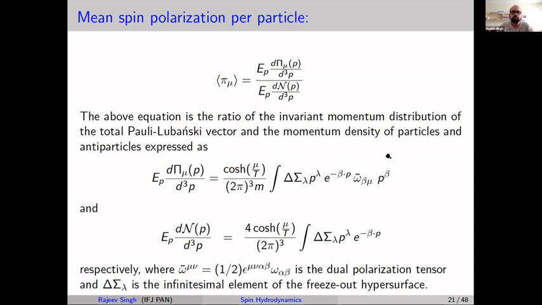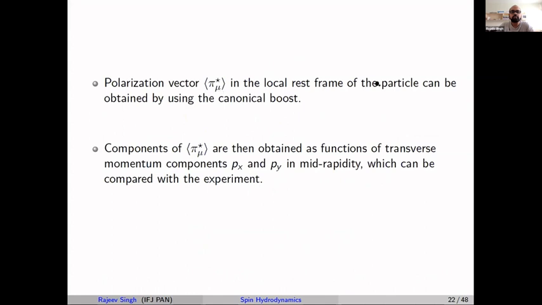For a simple setup like Bjorken flow or boost-invariant gradient flow, we can calculate this analytically because that is one-dimensional. But for a higher-dimensional setup like 2+1 or 3+1, we have to calculate numerically. Then we get the average spin polarization, and after boosting to the local rest frame of the particle, we will get the polarization in terms of Px and Py at mid rapidity. Mid rapidity meaning where Pz is 0, and then we will get pi mu star in terms of Px and Py. So that is our framework.